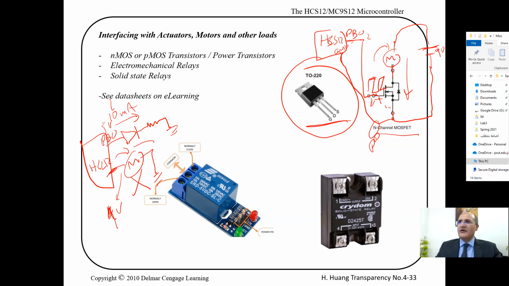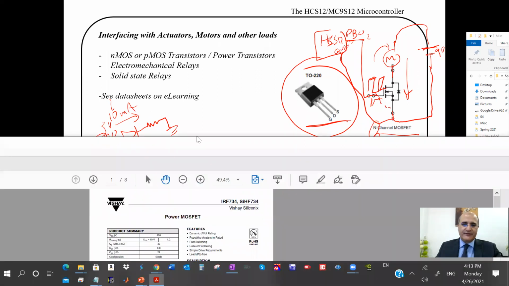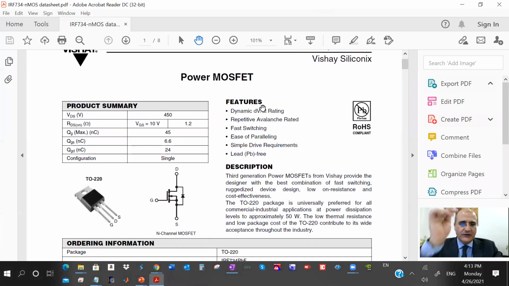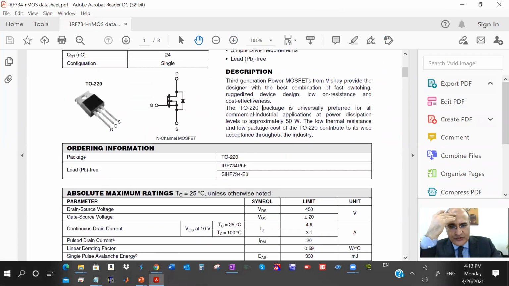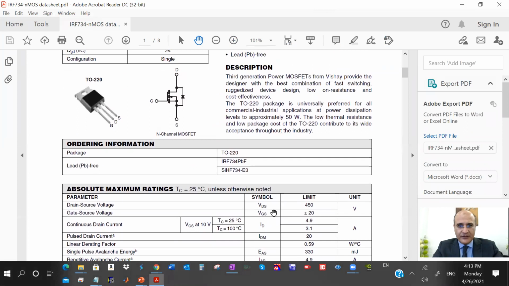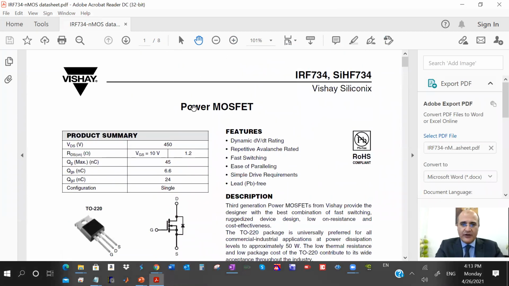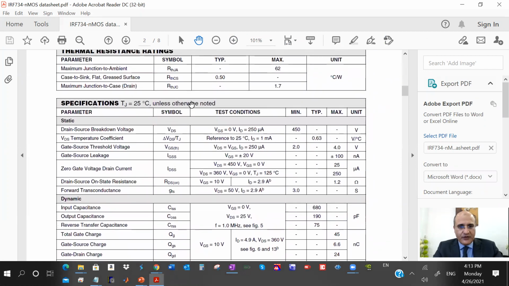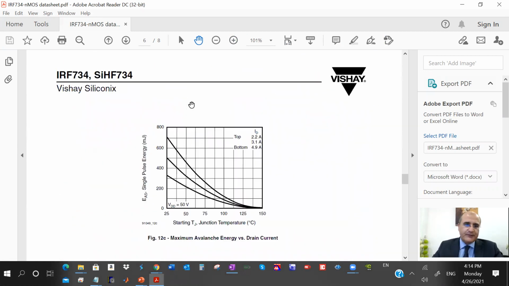Usually these nMOS transistors, and if I show you the data sheet, it's there on e-learning, are power nMOS. The one I used with you last time is a power nMOS. It is the IRF 734. This can take a drain to source voltage of up to 450 volts, gate to source plus or minus 20. So it is a very capable, powerful transistor, but it is a power nMOS, okay? Normal nMOS usually are less, but this is a power nMOS.